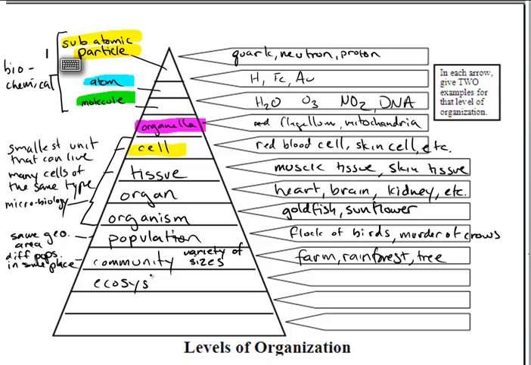So we can have an ecosystem. Can someone give me an example of an ecosystem? So it's considering both the biological and the environmental conditions. A river. Very good. Coral reef. Very good. A tundra.